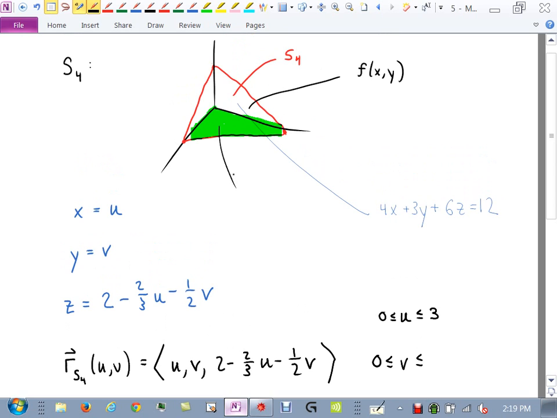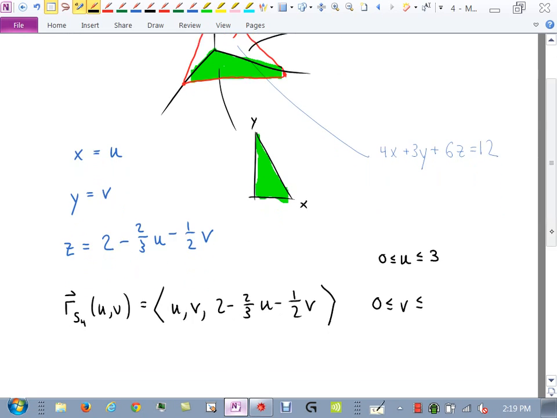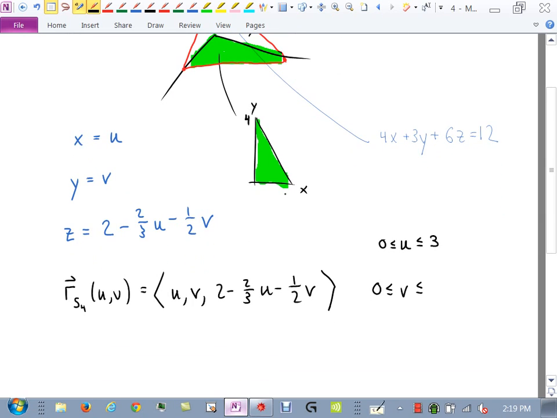You have to look at that ground as being like this, right? This is your x and this is your y. So it's like a type 1 region. So it's going to be, what was that, 4 up there and 3 down here? So negative 4/3 u plus 4. With me?